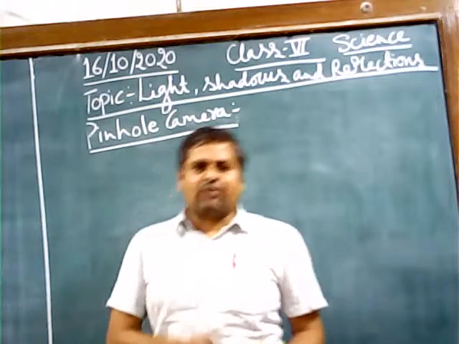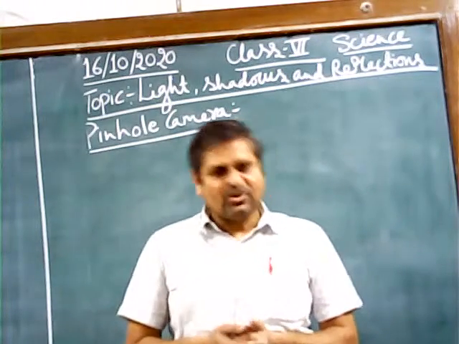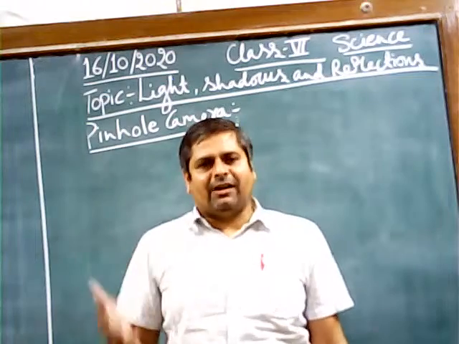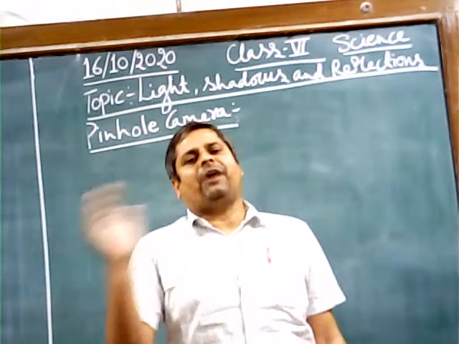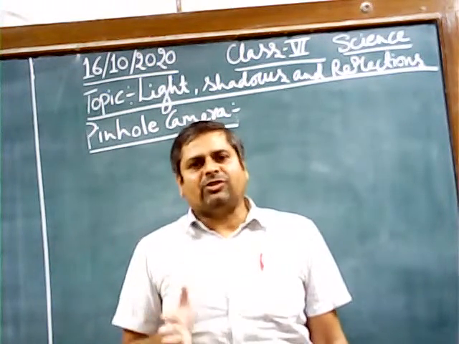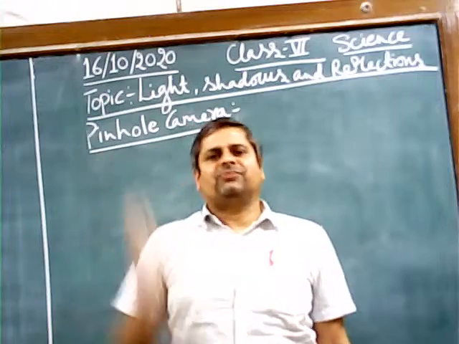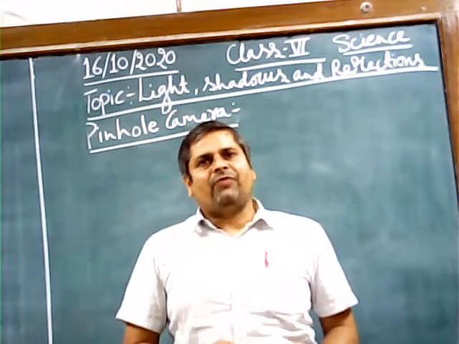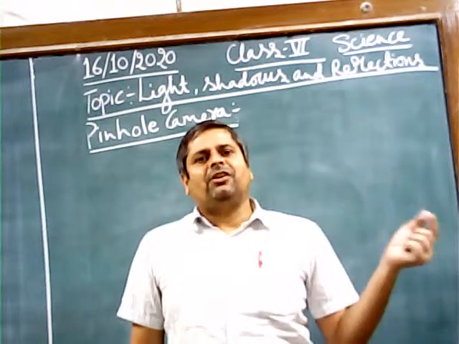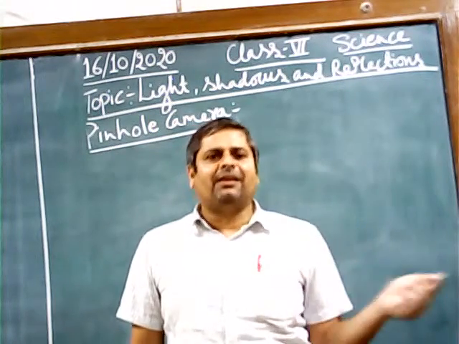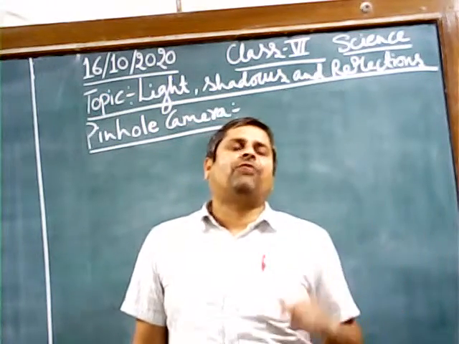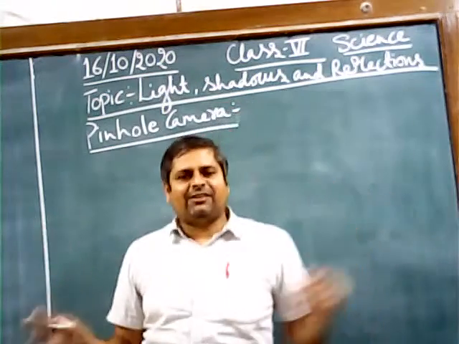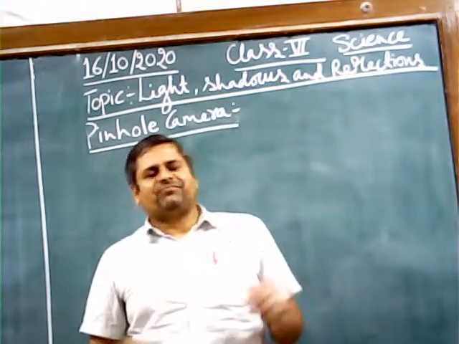Now reflection. When light falls on an opaque object like a mirror, the direction of light is changed. This change of direction when the light strikes an opaque surface like a mirror is called reflection of light. This is all that we studied in this chapter.